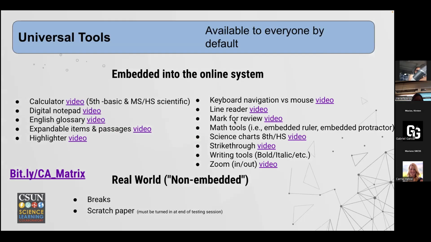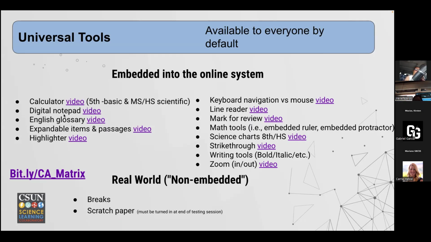All right, let's get into some fun and talk about what are the options on the menu here. Available to everyone by default are these universal tools. They are my favorite. There's a calculator. There's not a lot of calculation that students are going to need to do in the CAST, but fifth graders get a basic four function calculator. Middle school and high school get a scientific calculator that's accessible to them. It's the same calculator that's available to them in their math things, I believe. So is that true? I think so.